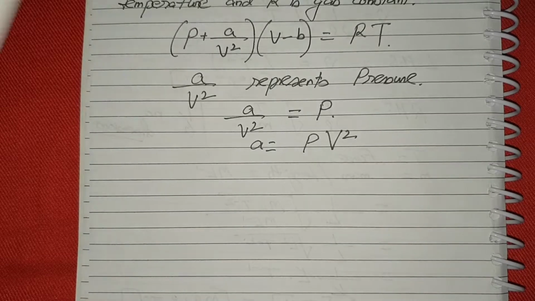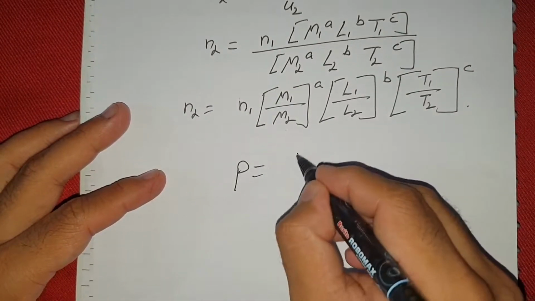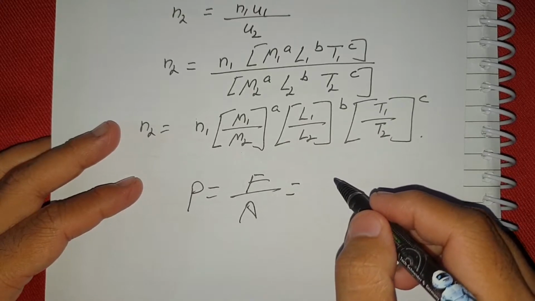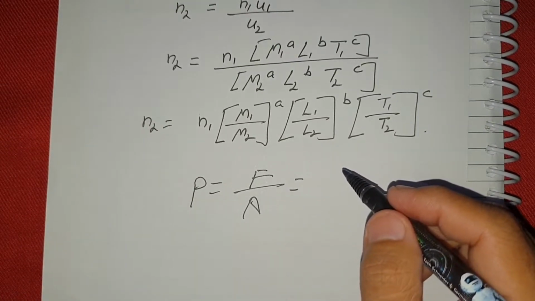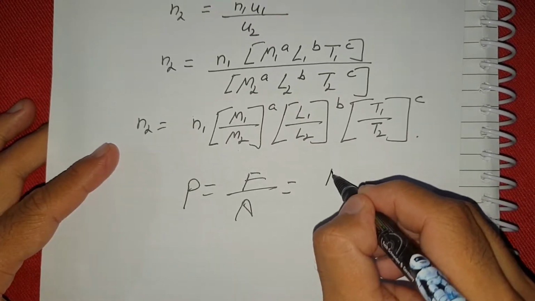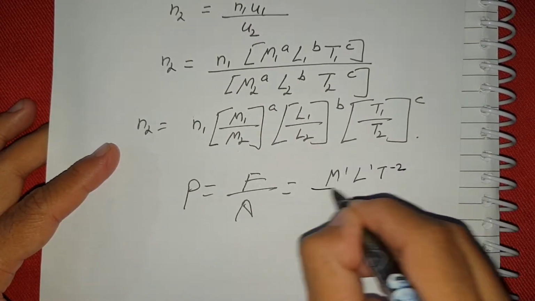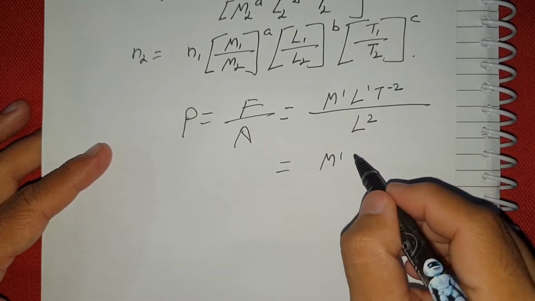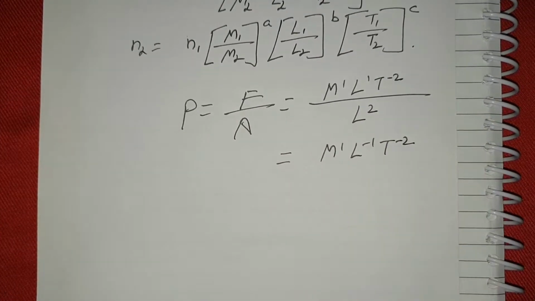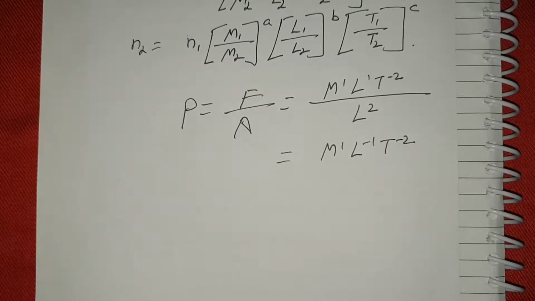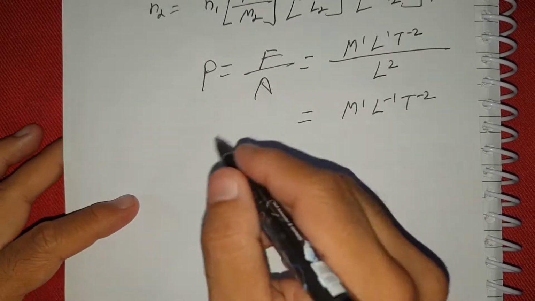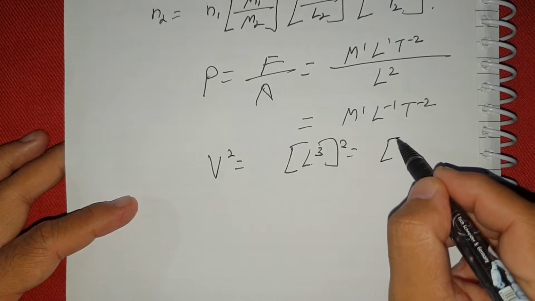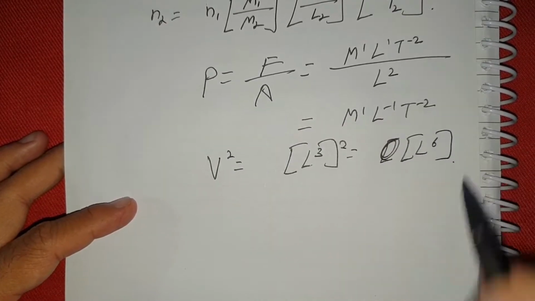As we know, pressure is force upon area. What is the unit of force? As we have already discussed, the dimensions of force are M1 L1 T minus 2, and area is L square. So this will basically be M1 L minus 1 T minus 2. These will be the dimensions of pressure. And what will be V square? V square, we have already discussed, is L cube to the power 2, which is L to the power 6.